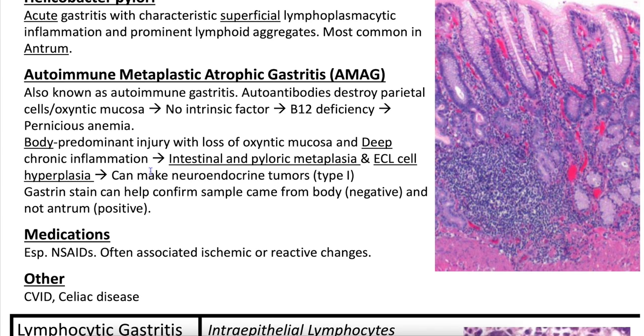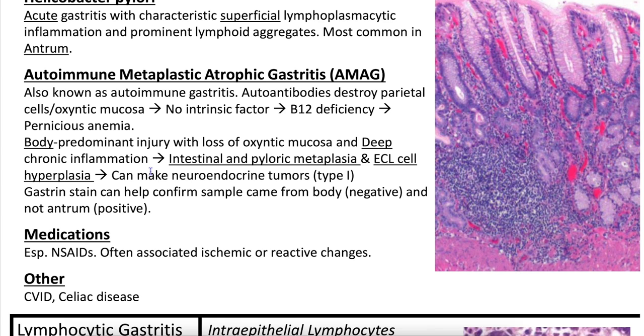In the body, you'll see predominantly loss of oxyntic mucosa because your parietal cells are getting destroyed. You'll have this deep chronic inflammation that's going to lead to intestinal and pyloric metaplasia and ECL, or enterochromaffin-like cell, hyperplasia. And that can lead to an increased risk of neuroendocrine tumors, especially type 1. I think it's because it's in the setting of AMAG that it's type 1.